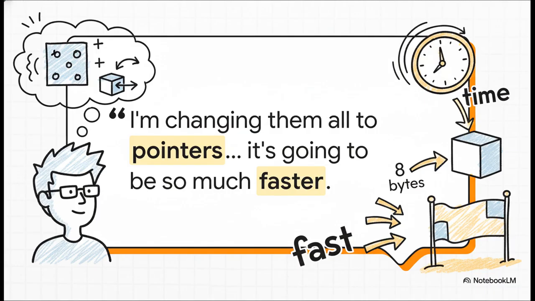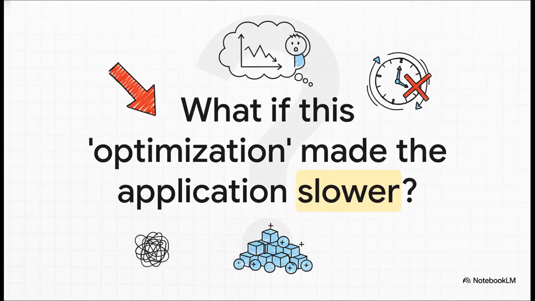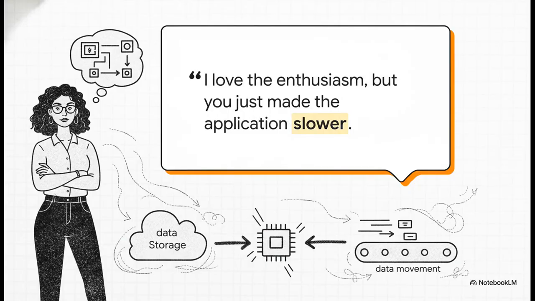It makes perfect sense. But this is where our whole story takes a sharp turn. What if that completely logical, well-intentioned change didn't just fail to speed things up? What if it actually introduced a hidden penalty that made the whole application slower? And that's exactly what Eleanor, a senior developer, tells him. She's like, I love the enthusiasm, but you just slowed us down.